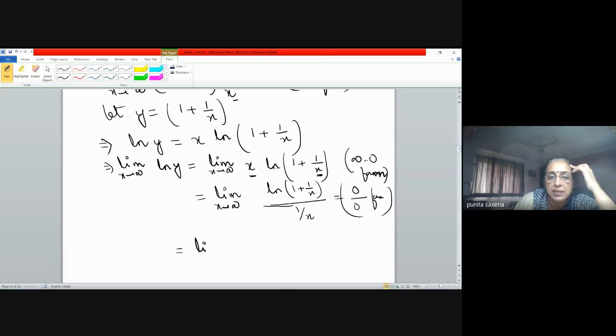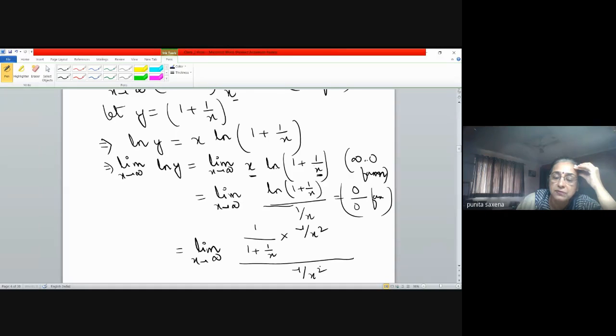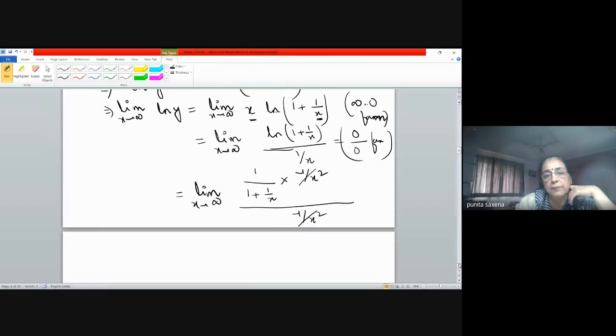So I can write this as limit x tending to infinity. Now, when you differentiate the numerator, it is log of something, so it will be 1 upon 1 plus 1/x into the derivative of 1/x, which is minus 1/x square, upon the derivative of 1/x, which is minus 1/x square. Now this gets cancelled. You simplify this, whatever you get. You are left with limit x tending to infinity 1 upon 1 plus 1/x. This is what remains, everything else cancelled.